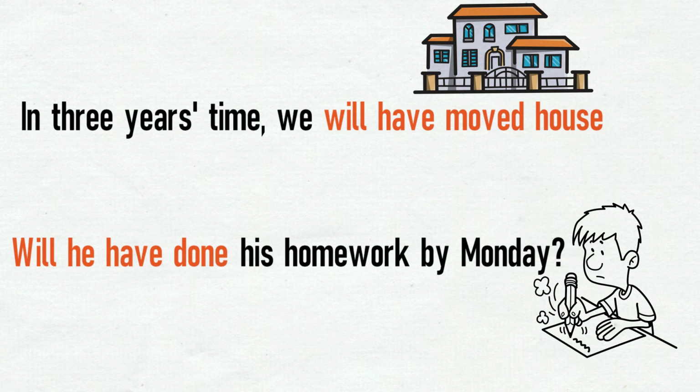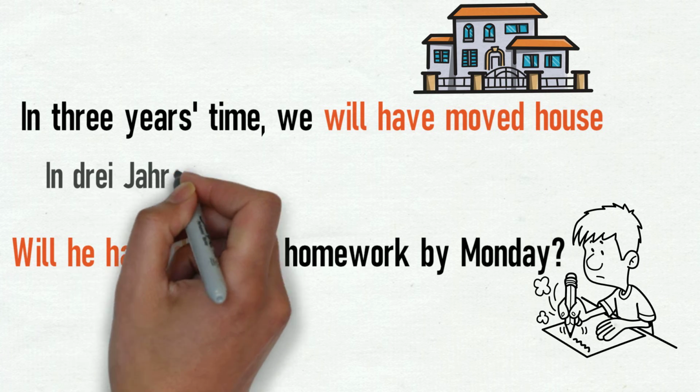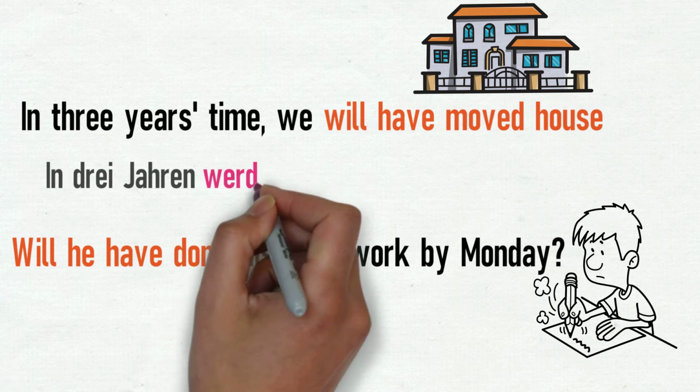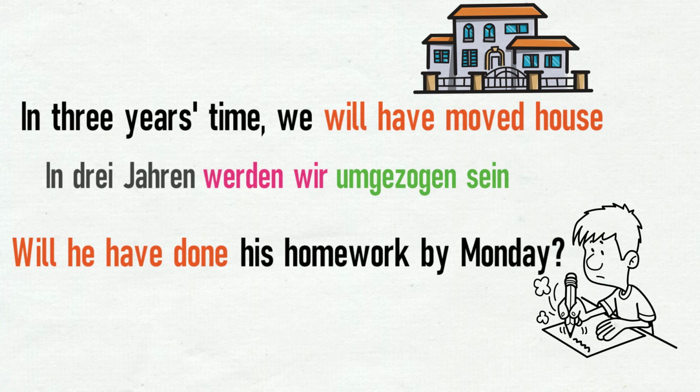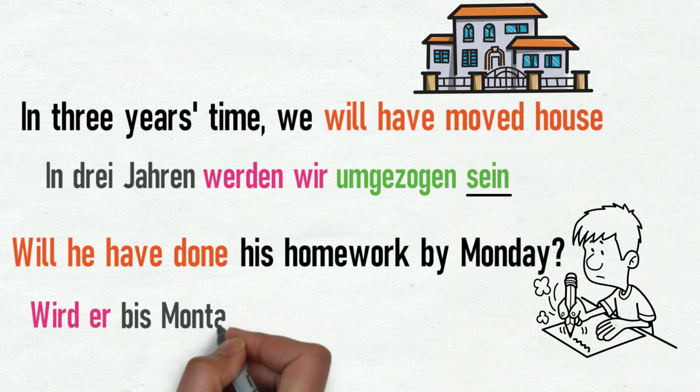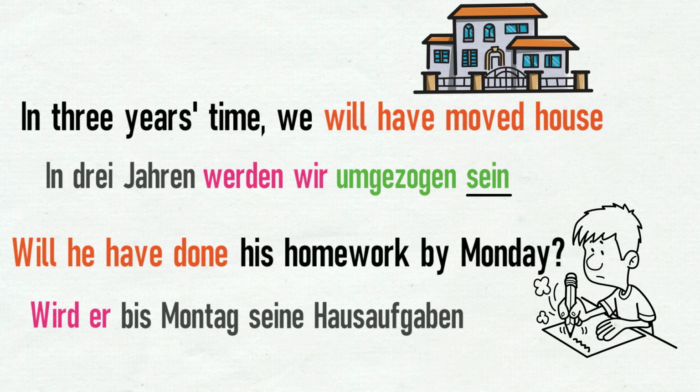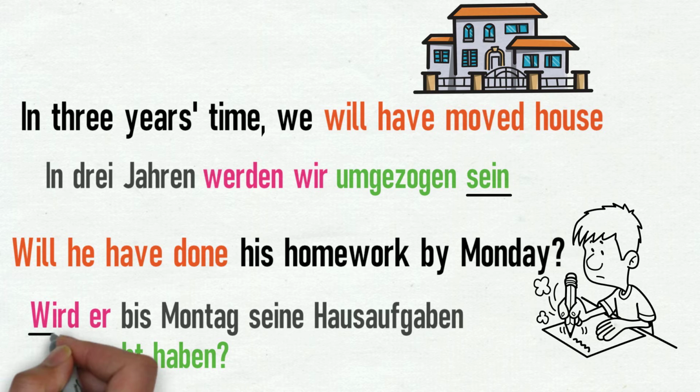To finish, let's translate the other two examples that I gave. In 3 years' time, we will have moved house. In 3 Jahren werden wir umgezogen sein. Notice that moving house counts as movement or a change of state, so we use sein. Will he have done his homework by Monday? Wird er bis Montag seine Hausaufgaben gemacht haben? As this is a question, we simply had to use inversion in order to start with the verb.